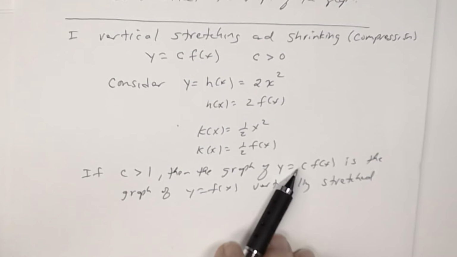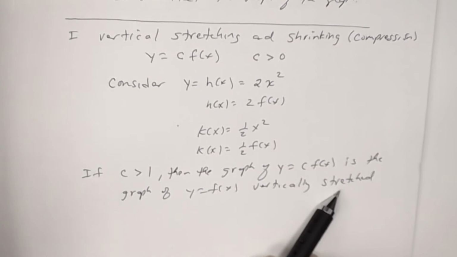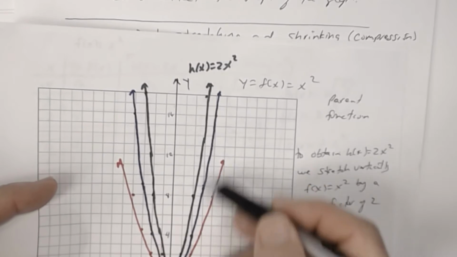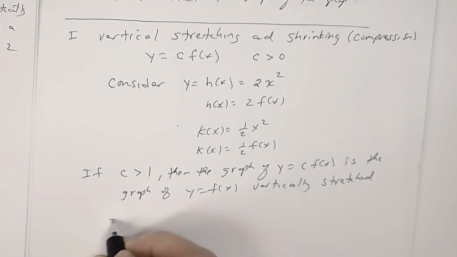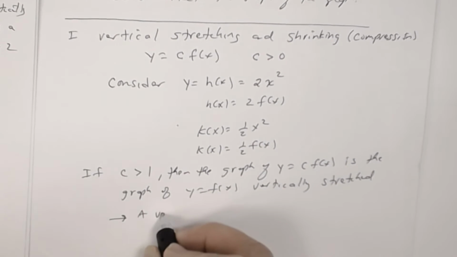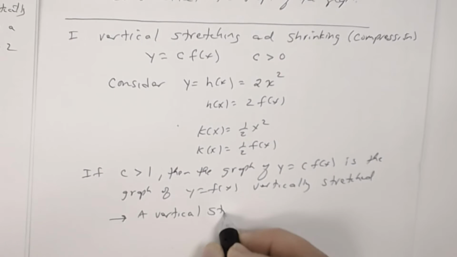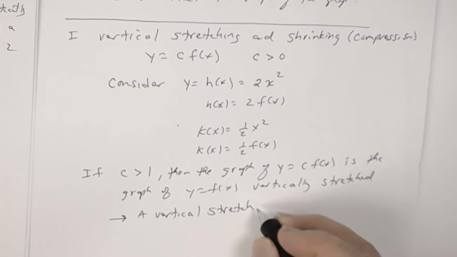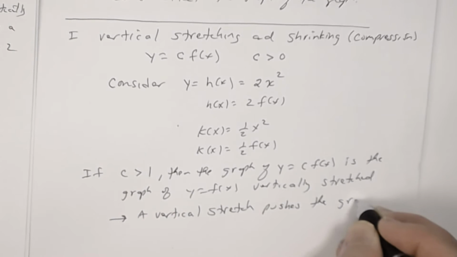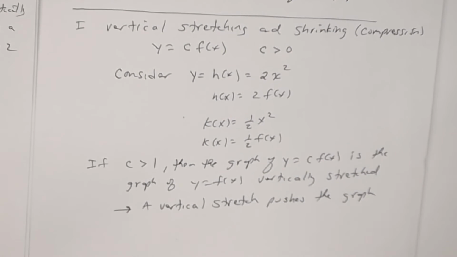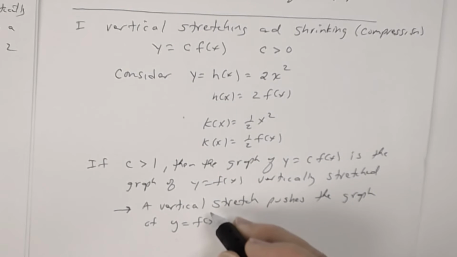So whenever c is bigger than 1, you have a vertical stretch. So it makes the graph look narrower. Okay? So a vertical stretch, let me make this statement as well. A vertical stretch pushes the graph of y equals f of x, our parent function in this case, away from the x-axis.